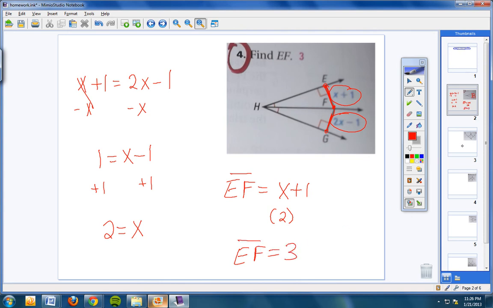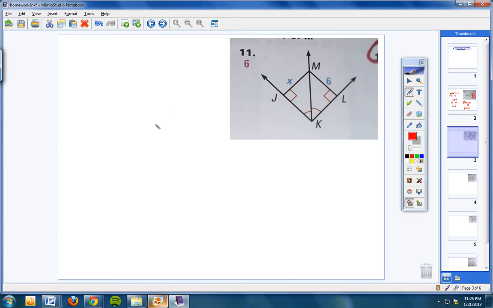Okay, let's continue on. Let's take a look at number 11. Pretty simple again. It's all just basic stuff, but here's your big angle. Y'all see the big angle right here? And then here's this line right here, and we're going to call that a bisector. I know it's bisecting because this angle right here is congruent to this angle here.